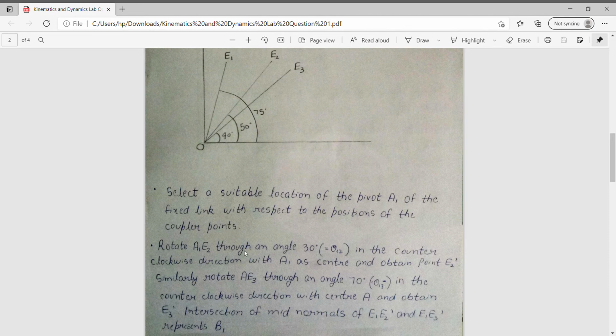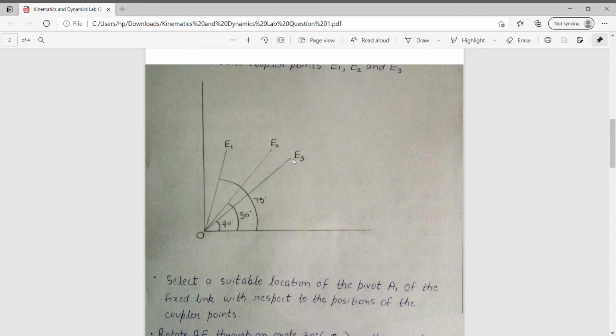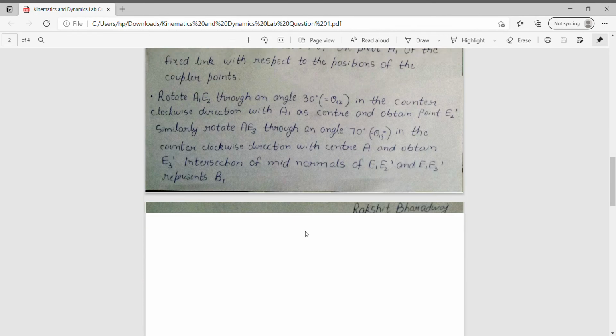Now rotate A1 E2 through an angle of 30 degrees in the counterclockwise direction with A1 as center and obtain point E2 dash. Here 30 degrees is the angle theta 12 as given in the question. So let's have a look at this construction. Here we have A1, E2. We will rotate it by 30 degrees counterclockwise to obtain the point E2 prime.